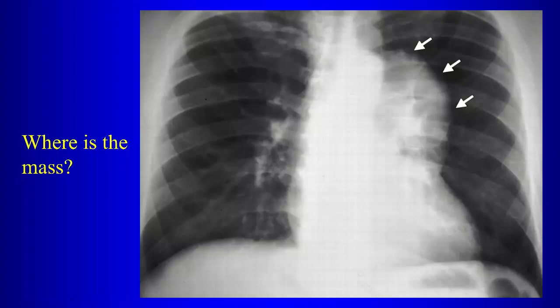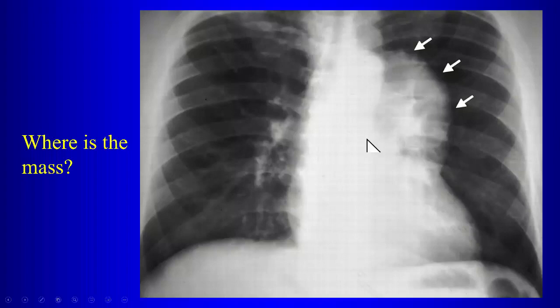Again, what sign is demonstrated here when we play Where is the Mass? We lose the heart. This is the hilum overlay sign, right. You can see the left pulmonary artery through the mass. So that means that the mass is not in contact with the pulmonary artery. So it could be anterior or posterior. Which is it? How do we know it's anterior? The heart border is obscured, so that suggests that this is an anterior mass.